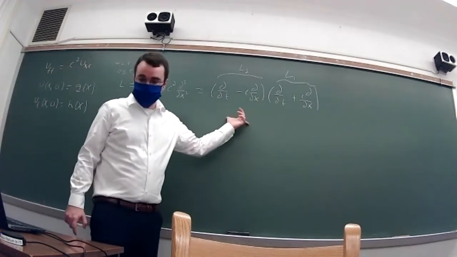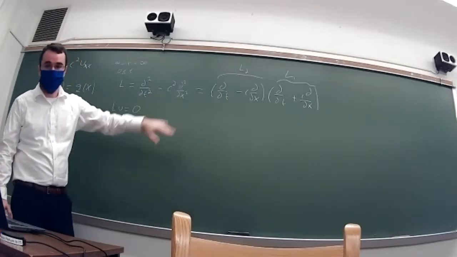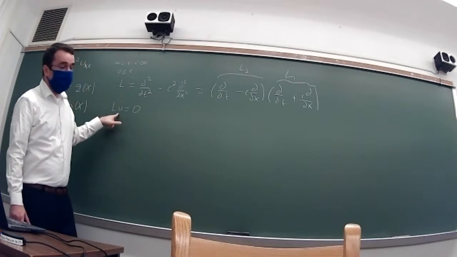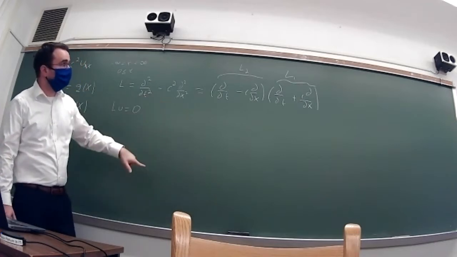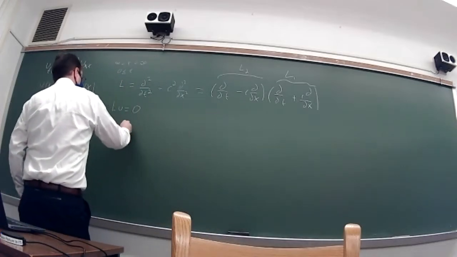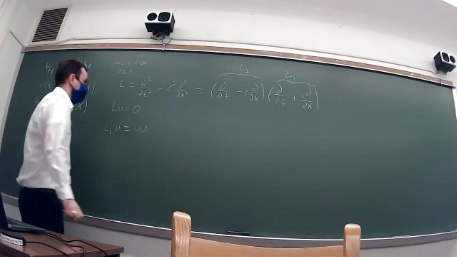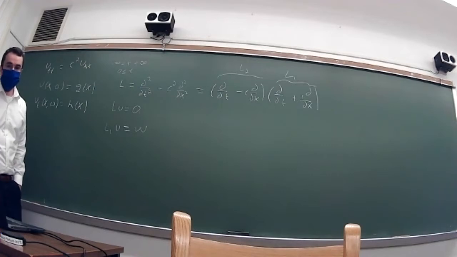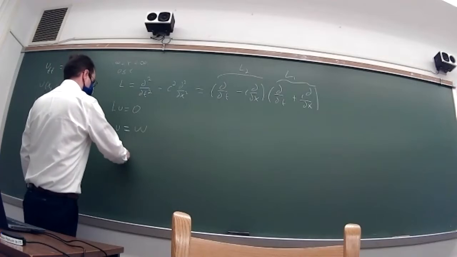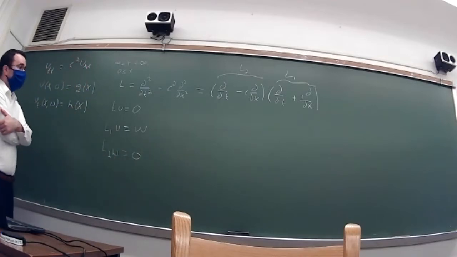So I want to solve this equation. And I want to take the strategy of solving this L1 and L2 individually, and how should I do that? Well, I want to plug U into L1. And maybe I can call that W. And then I want to assert that L2 of W is equal to 0.